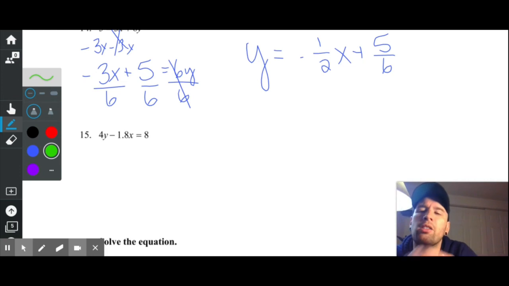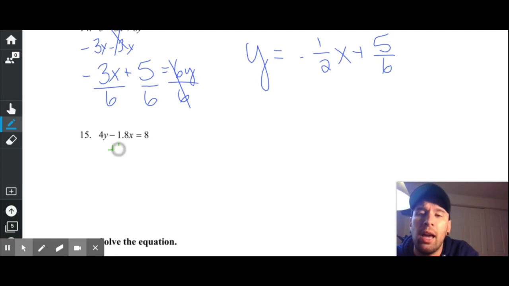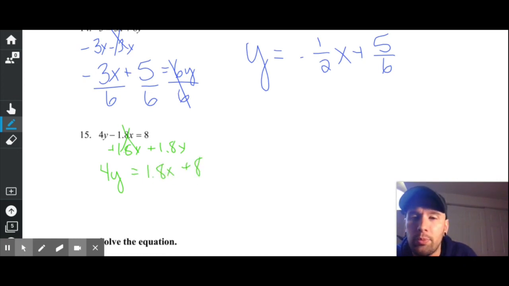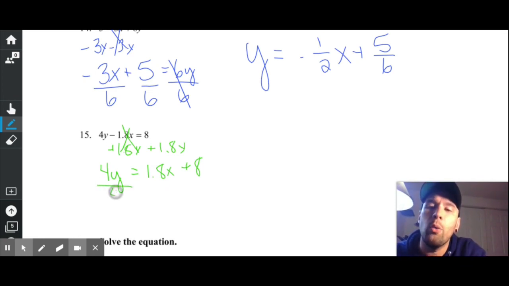Is y all by itself? No. What's in the way? I've got a 4 in the way, and I've got a negative 1.8x in the way. I'm going to add 1.8x to both sides. That gives me 4y equals 1.8x plus 8. Is y all by itself? No. 4 is in the way. Divide by 4, divide by 4, divide by 4.